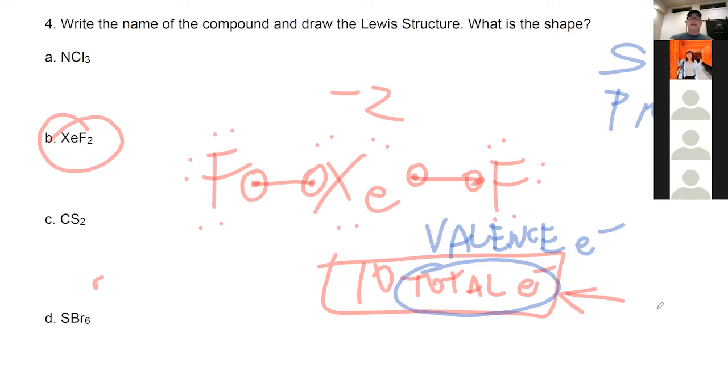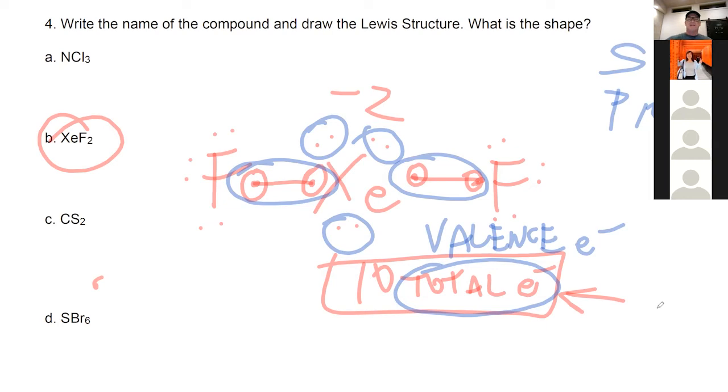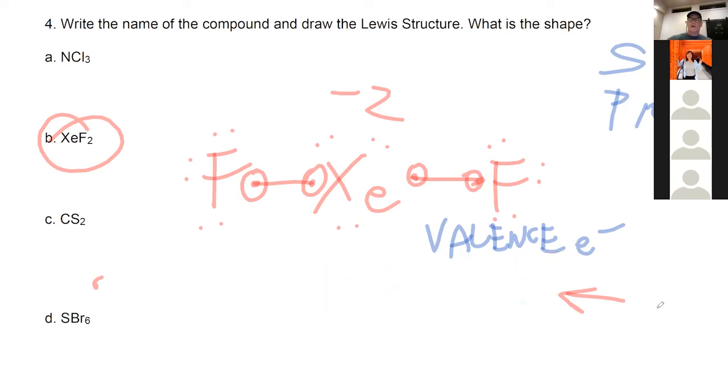So here, xenon has 10 total because there's 2, 4, 6. That bond makes 8, and that bond makes 10. But how many valence electrons does it have? 8. Where do they come from? The periodic table. Well, yes, the periodic table, but in this particular structure, does it have 8? How would we determine that? You're counting the single valence electrons that are around it.